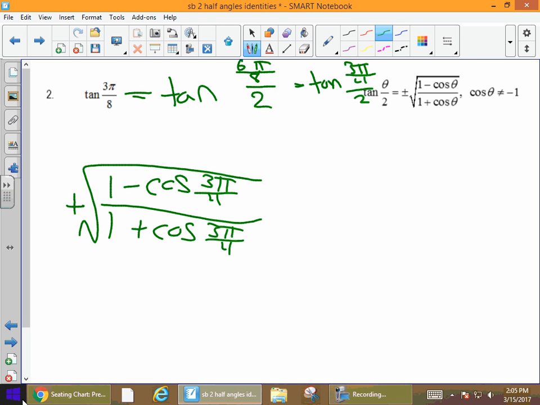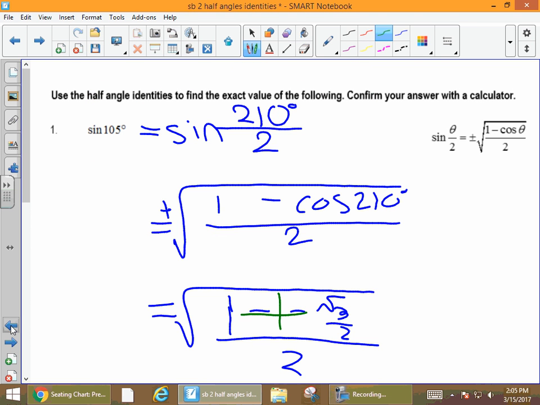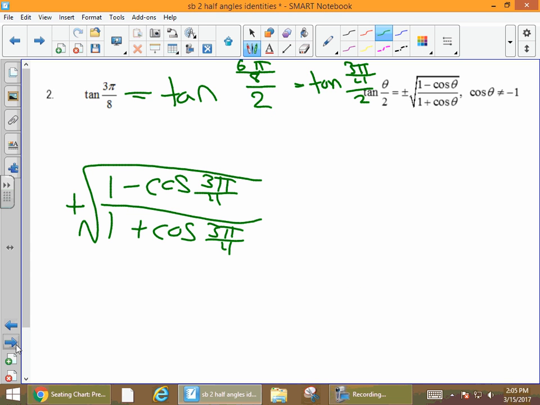It's the tangent. We don't have to say for the 2. So we changed 3 pi over 8 into 3 pi over 4 divided by 2. And just like in the last one, when we did 105, we turned it into 210 over 2, and we only worried about the 210. So now we're only going to worry about the 3 pi over 4, because that's something we know. And so now we can just take the values of cosine of 3 pi over 4.